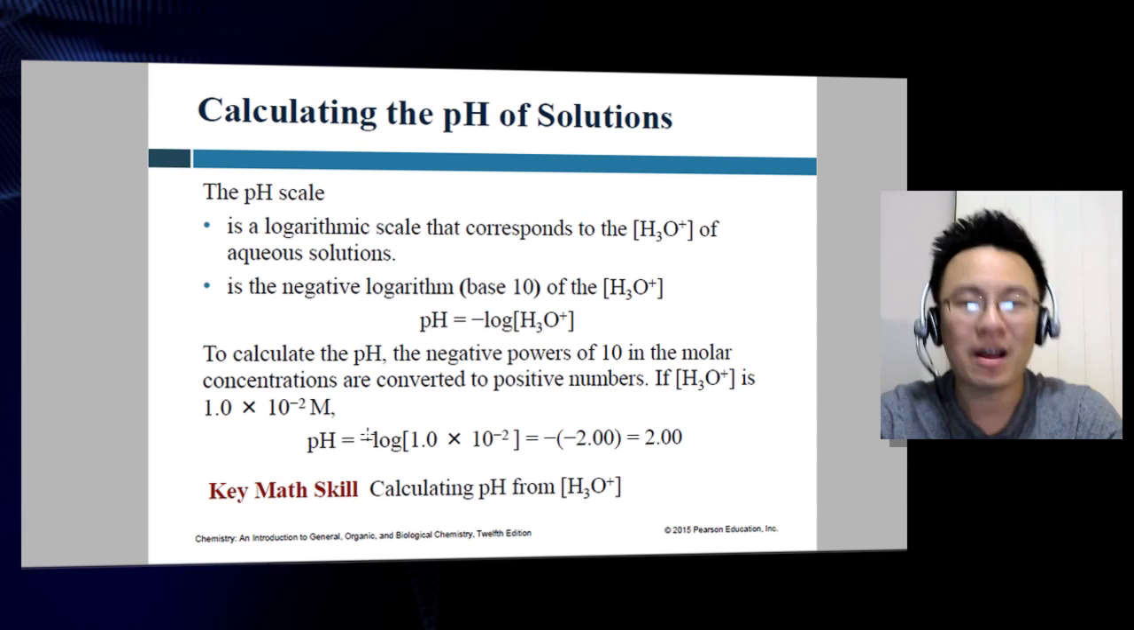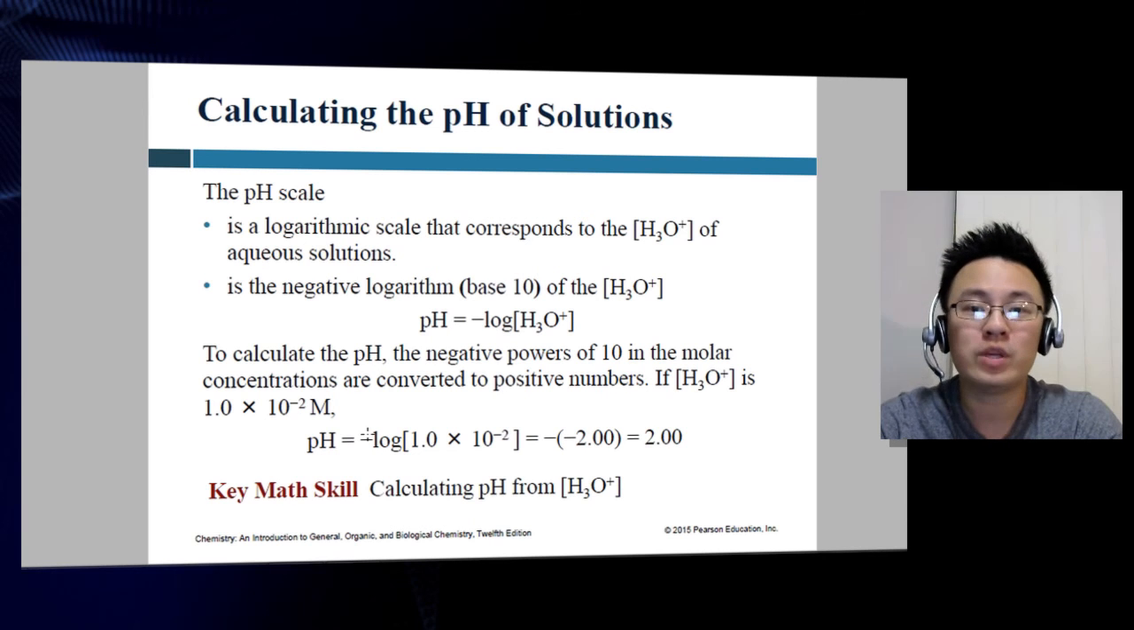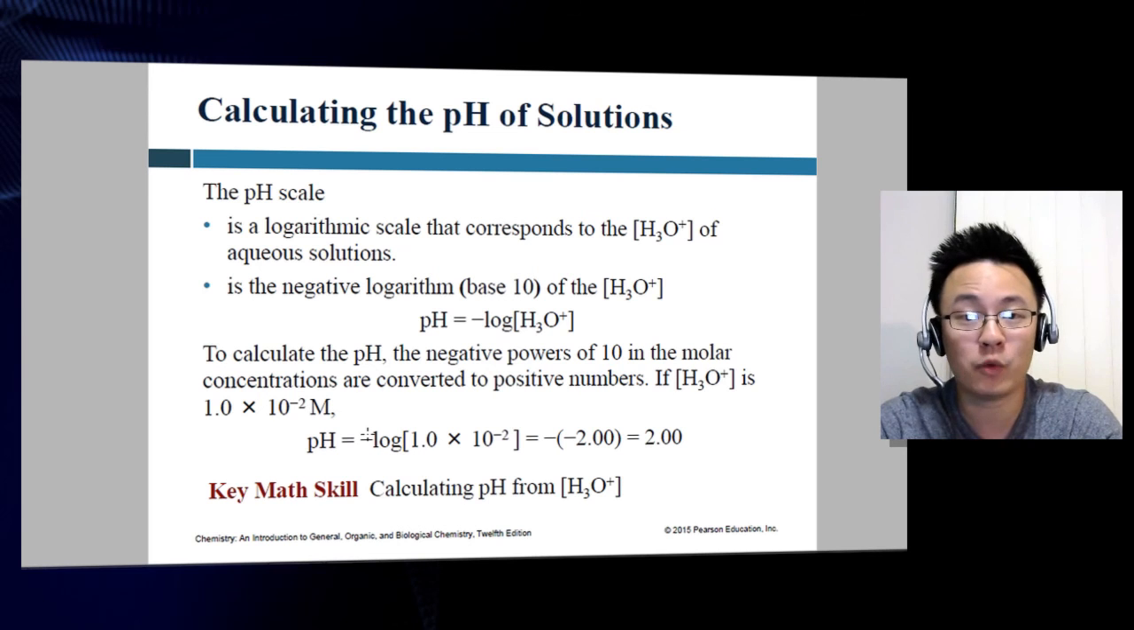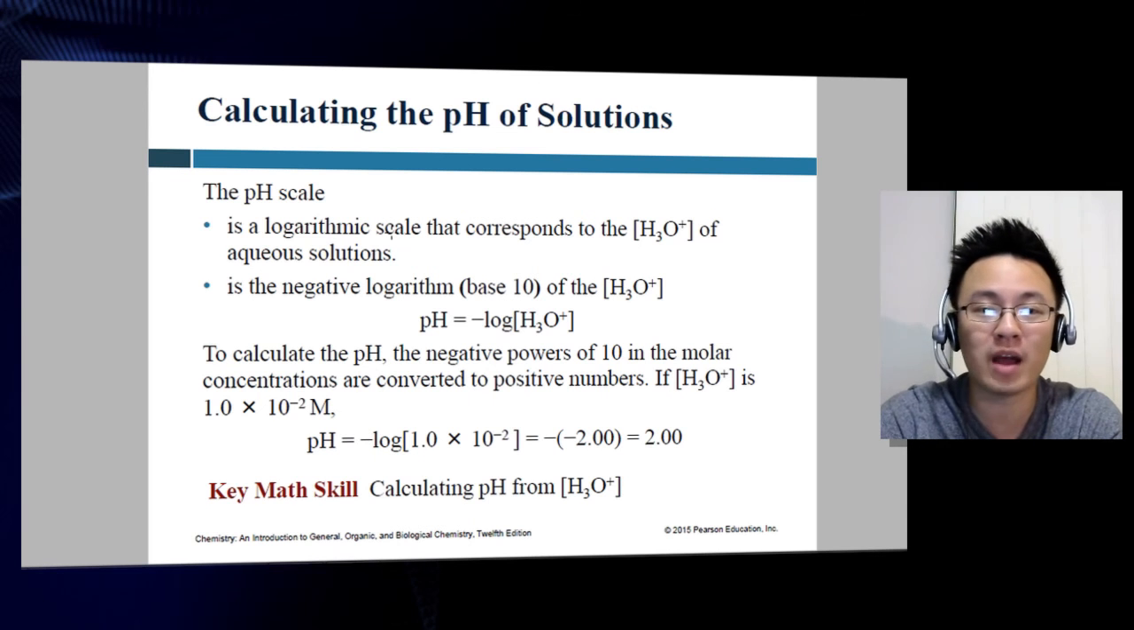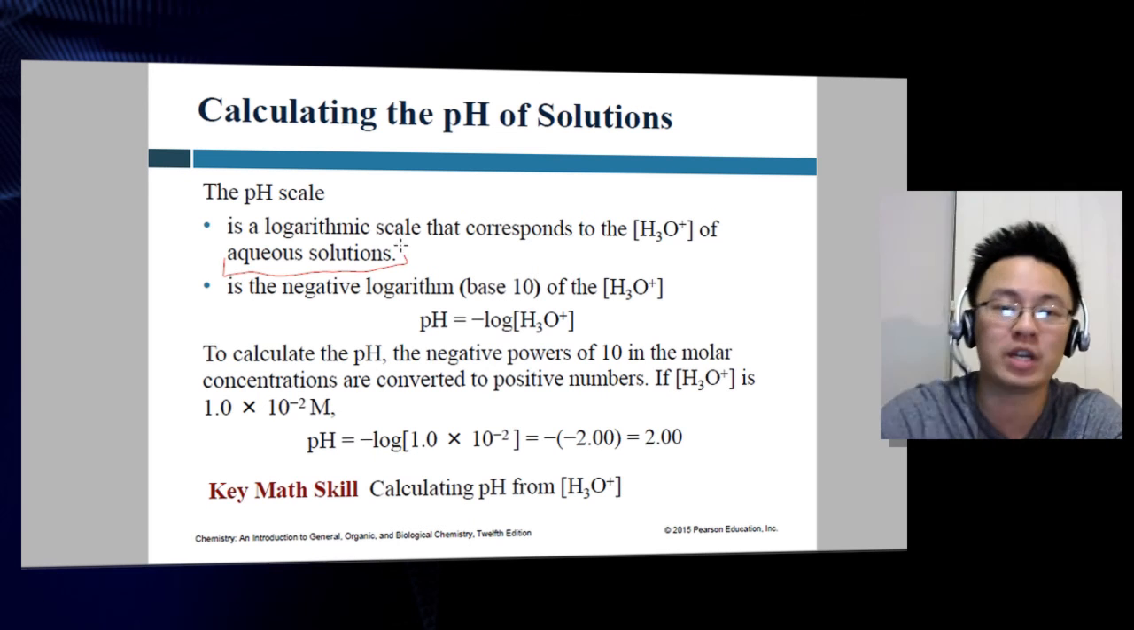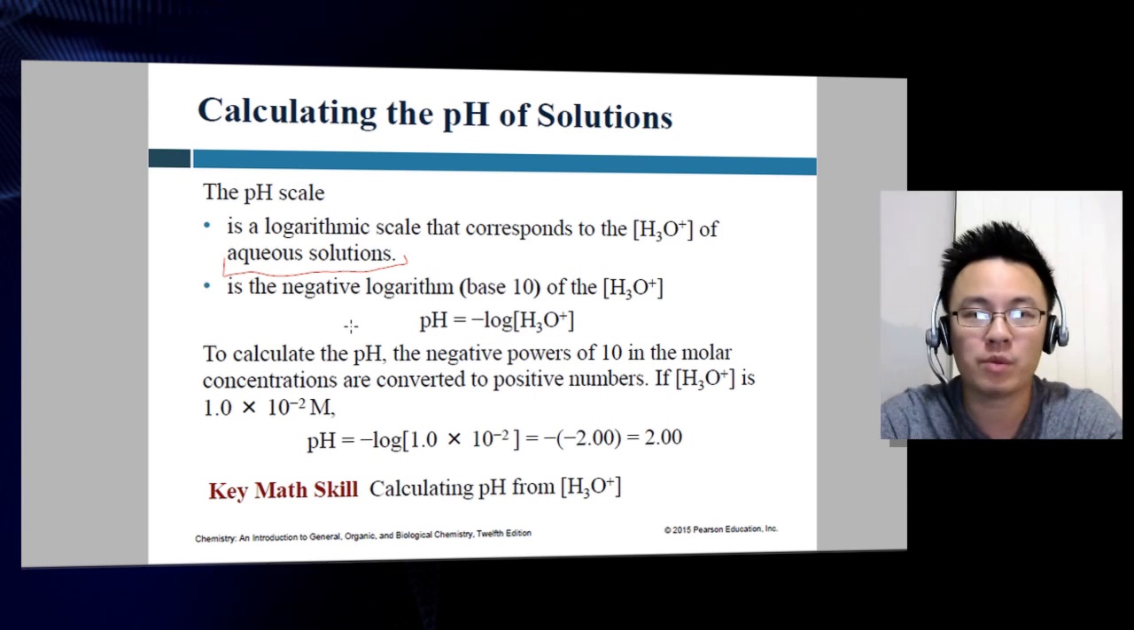Now, in order to calculate the pH of particular solutions, we use an equation known as a logarithmic equation, or it is a logarithmic scale that corresponds to the hydronium ion concentration in aqueous solution, and it is a negative logarithm of a base 10 of a hydronium ion. So pH here is equal. Here's the equation. You might definitely want to know this one. pH here is equal to the negative log of the hydrogen ion concentration in solution.